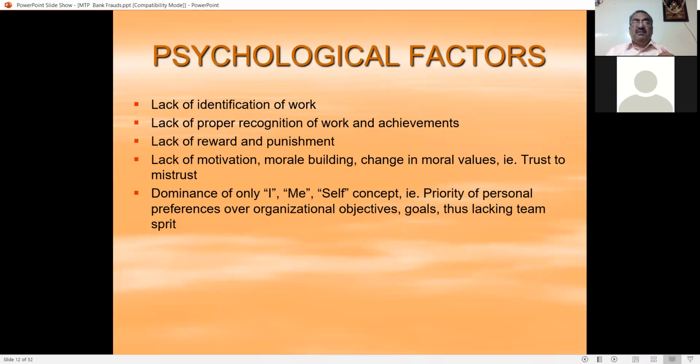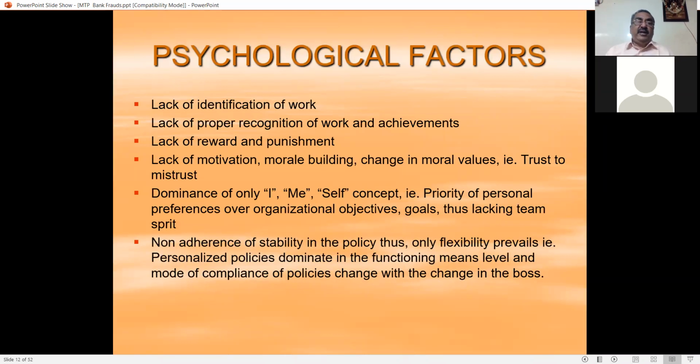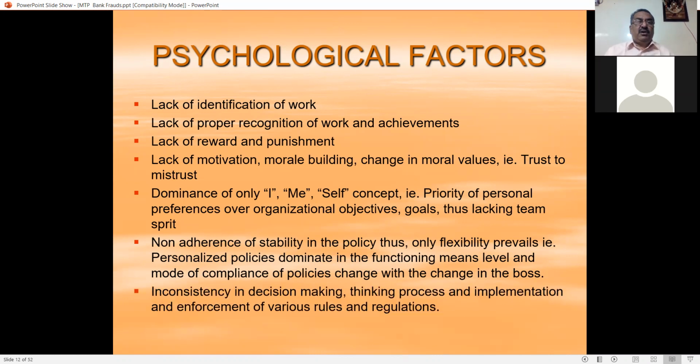It is me. So this also makes the person commit the fraud, and not adhering to the stability of the policy. I will never follow the bank rules and regulations. Who is he to say? Manager is a manager. I am not responsible. I can do it myself. So this is a psychological factor which may lead to the fraud. Inconsistency in decision making. That is also another reason to commit the fraud.